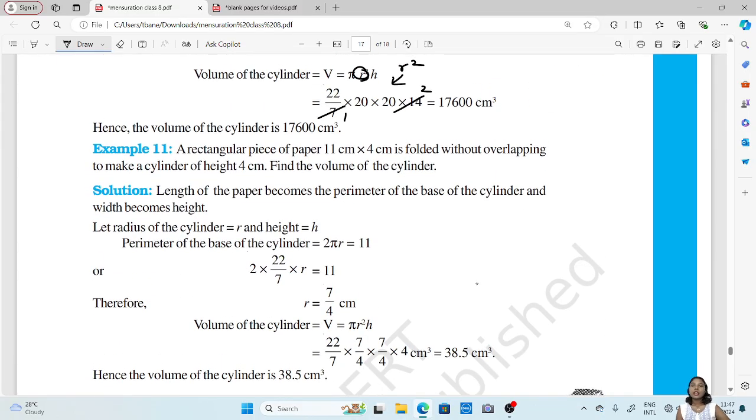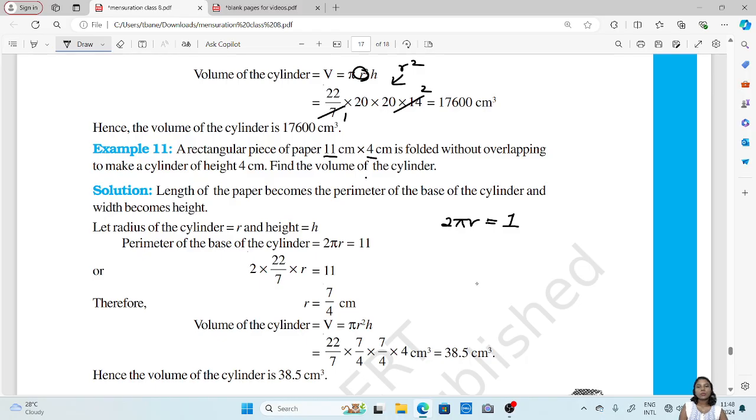Now last, a rectangular piece of paper 11 centimeter into 4 centimeter is folded without overlapping to make a cylinder of height 4 centimeter. Find the volume of the cylinder. Now what they are saying here is that the 11 centimeter tells us the perimeter of the base of the cylinder, and the width which is given to us becomes the height. So let the radius of the cylinder be r and height be h. The perimeter of the base of the cylinder is given as 2 pi r, and that we already know is 11.